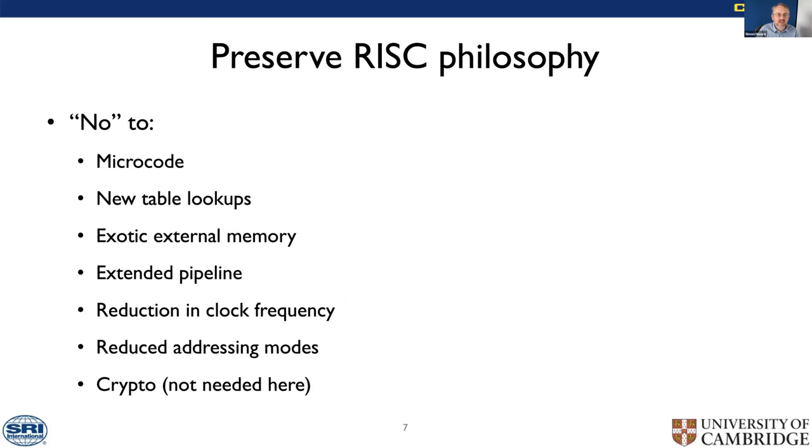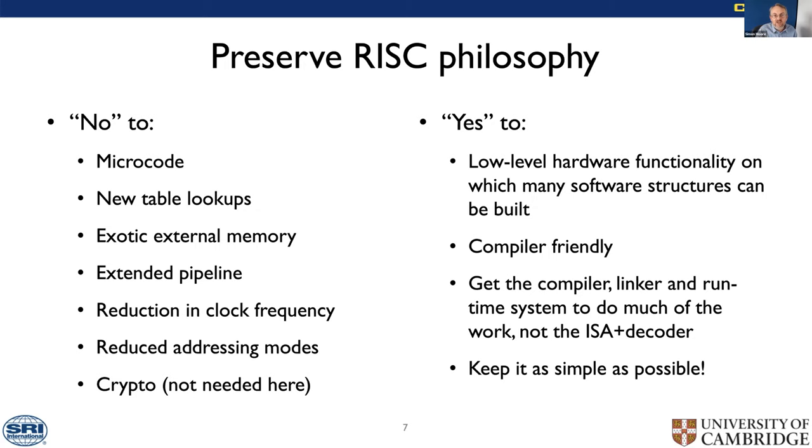In terms of implementing this, we really want to stay within the RISC philosophy. So we don't want microcode or new lookup tables or exotic memories, or really extending the pipeline a lot or reducing the clock frequency. We don't want to reduce addressing modes and so on. Also, somewhat related, for this CHERI work we don't rely on cryptography at all. It's just not needed. Crypto has its place, but you can have secure hardware without using crypto. We want low-level hardware functionality on which many software structures can be built. We want it to be compiler friendly, and we want the compiler, the linker, and the runtime system to do much of the work, not just the ISA plus the decoder. And finally, we want to keep it as simple as possible.